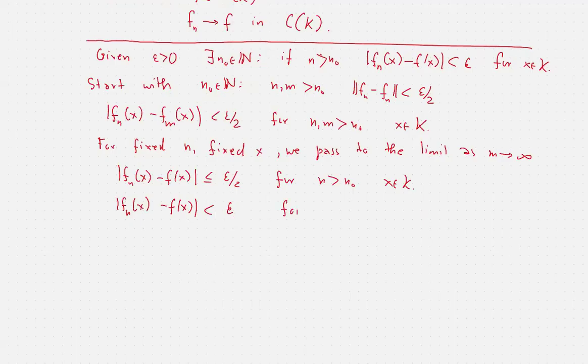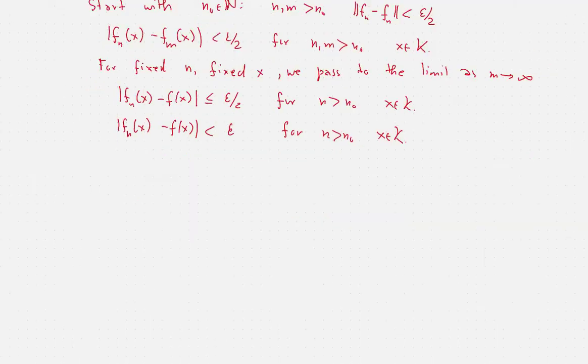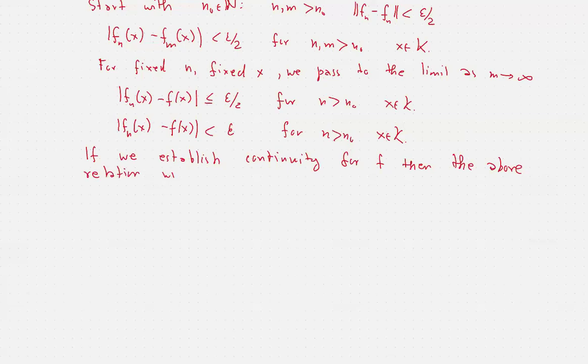So if we show that it's continuous, then this relation that we showed implies that fn tends to f. So if we establish continuity for f, then the above relation will mean that fn minus f tends to 0. Okay, so we will be done.